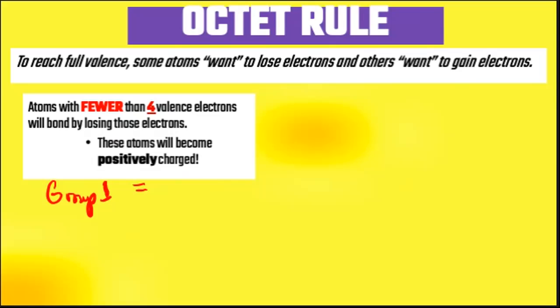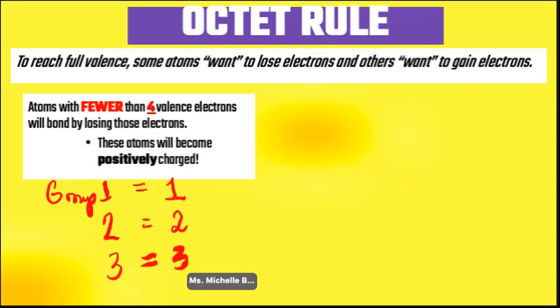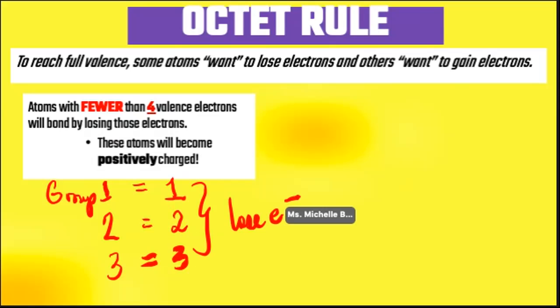Now, what will it do? Group 2 has 2 valence electrons. Group 3 has 3. For atoms found in groups 1, 2, and 3, it is easier for those atoms to lose electrons rather than gaining. Why are they going to lose electrons? So that they will achieve full valence, right?